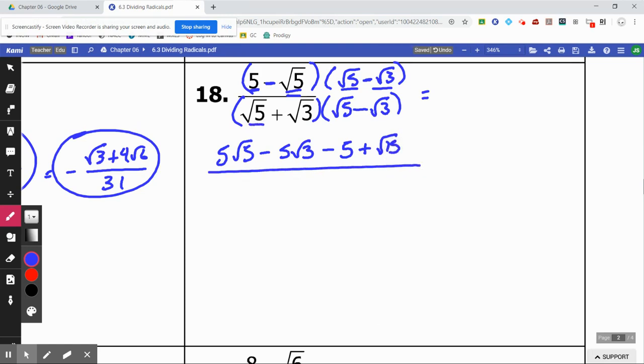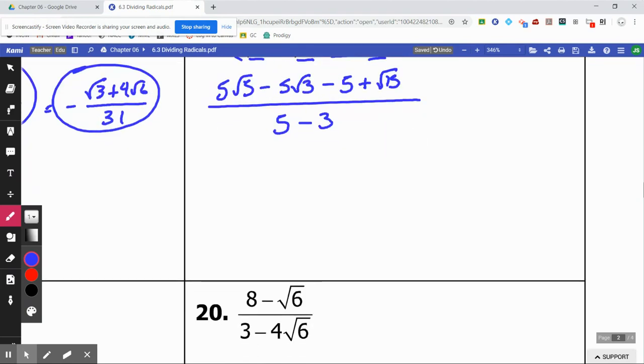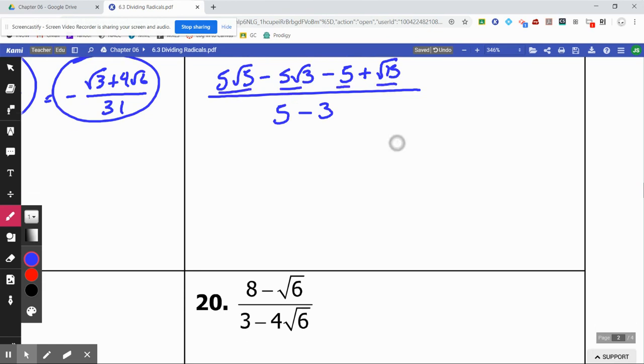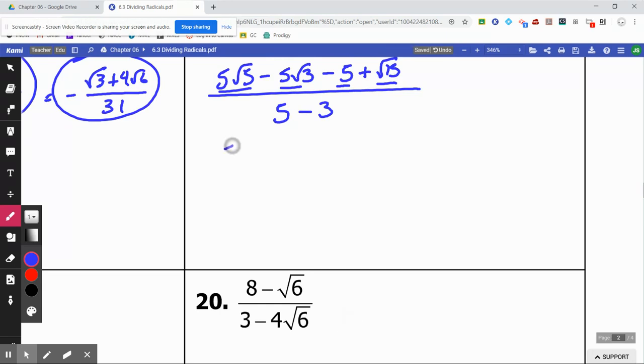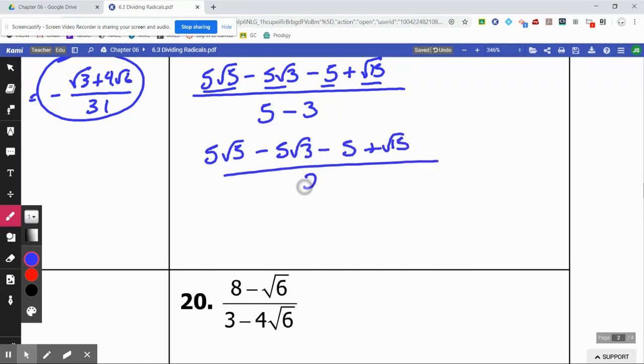On bottom, multiply root 5 times root 5, you get 5. Minus, because it's a positive times a negative, root 3 times root 3 is a 3. So now let's clean that up. Nothing combines on top, is that right? You have a root 5, a root 3, no root, and a root 15, and root 15 does not simplify. So you now have 5 root 5 minus 5 root 3 minus 5 plus root 15, which none of it combines, over 2.